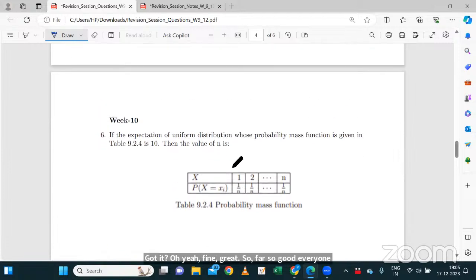So this is the one question. Just do it. I will give you 2 minutes and I will be back in 2 minutes. Just do this question.